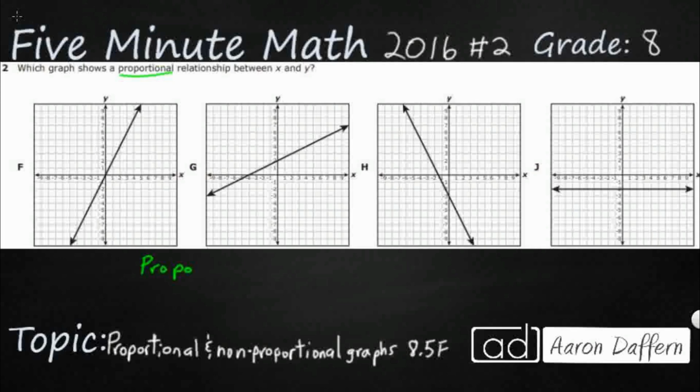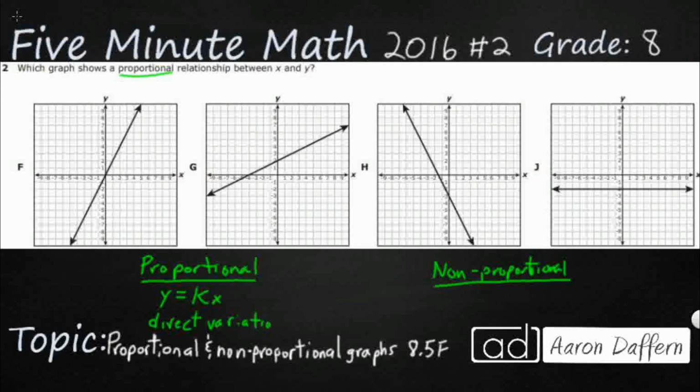Proportional. All right, so we've got proportional relationships. And so that means, by definition, the other ones are going to be non-proportional. And really in 8th grade, we are looking at 2 different types of equations that are very similar, but have a slight difference. So the first one we're going to look at is what we call direct variation. So this direct variation is y equals kx.